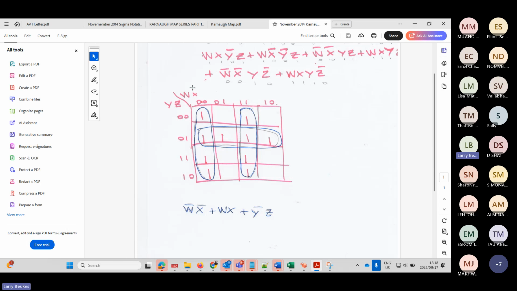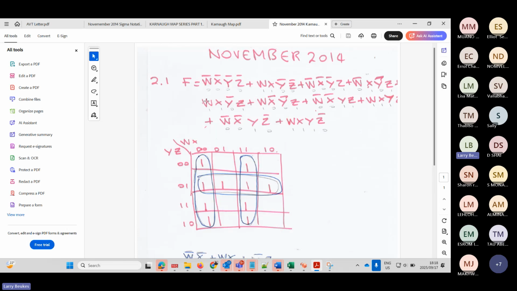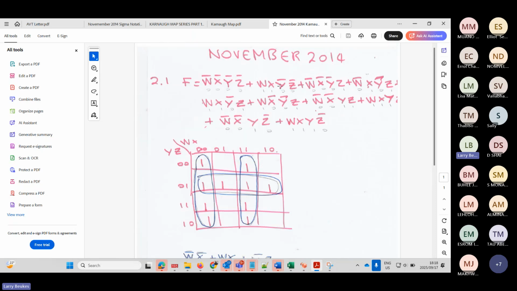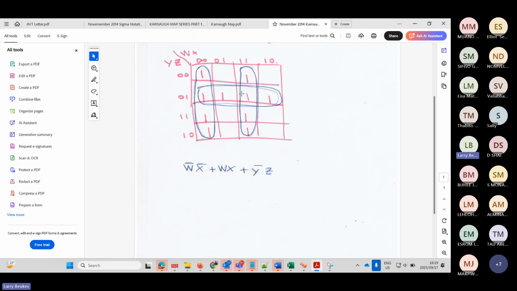If there's no note, we have practiced both ways, where WX is here and where YZ is here. From here, for example, this is 0, 0, 0, 0. The value of W and X is 0, 0. So you go to the cell: 0, 0 is the first column, and YZ 0, 0 is the first row. So in this cell you represent it by a 1. Then for 1, 1, 0, 0, column 1, 1 and row 0, 0, it's a 1 here. Whatever combinations you get, you represent by a 1.